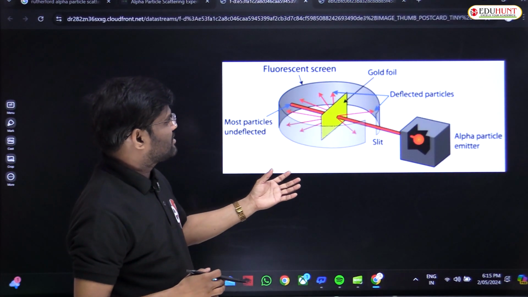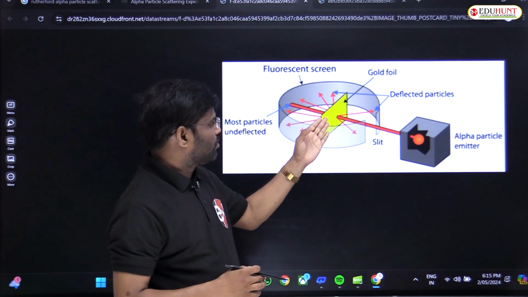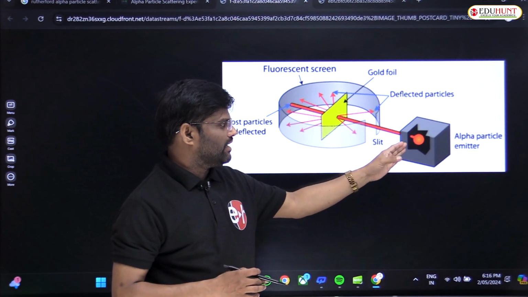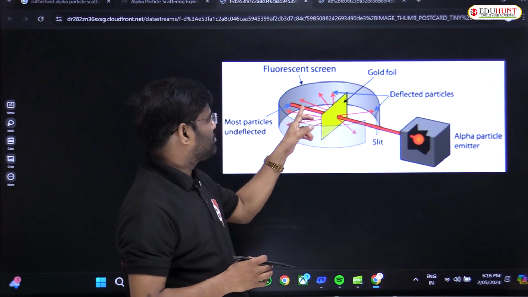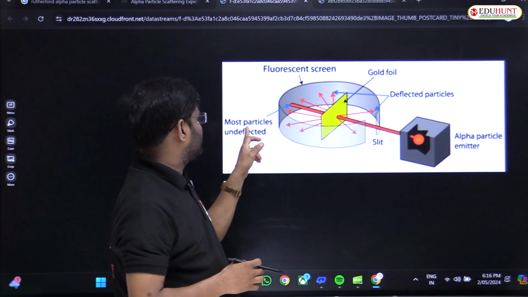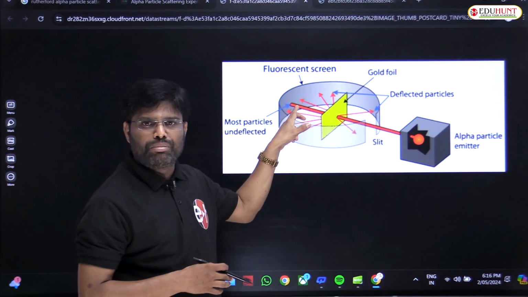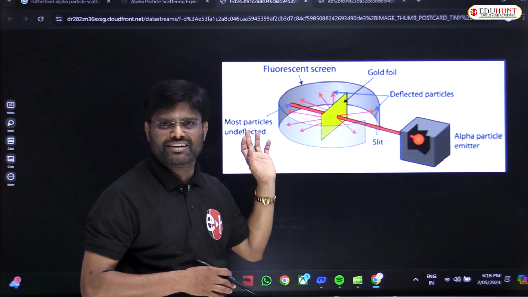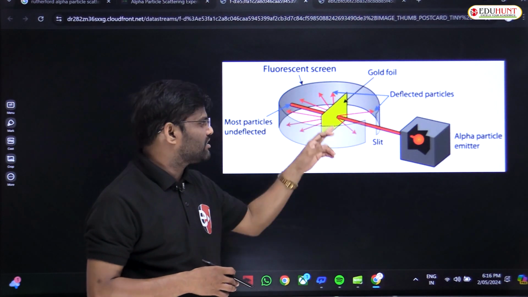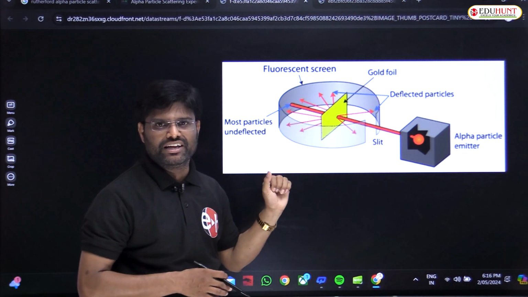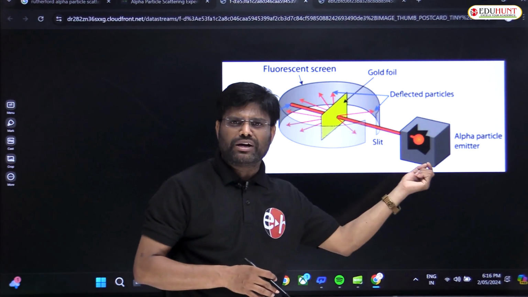Let us see here, this is the Rutherford alpha ray scattering experiment. Here alpha rays are passed onto the gold foil, and this is the slit, which allows alpha particles one by one into the gold foil. Mainly we observed that most of the alpha particles are undeflected, meaning not deflected. Here a bright color is formed on the zinc sulfide screen. Very few alpha particles are deflected in large angles and small angles, and very few alpha particles bounce back to the same place.